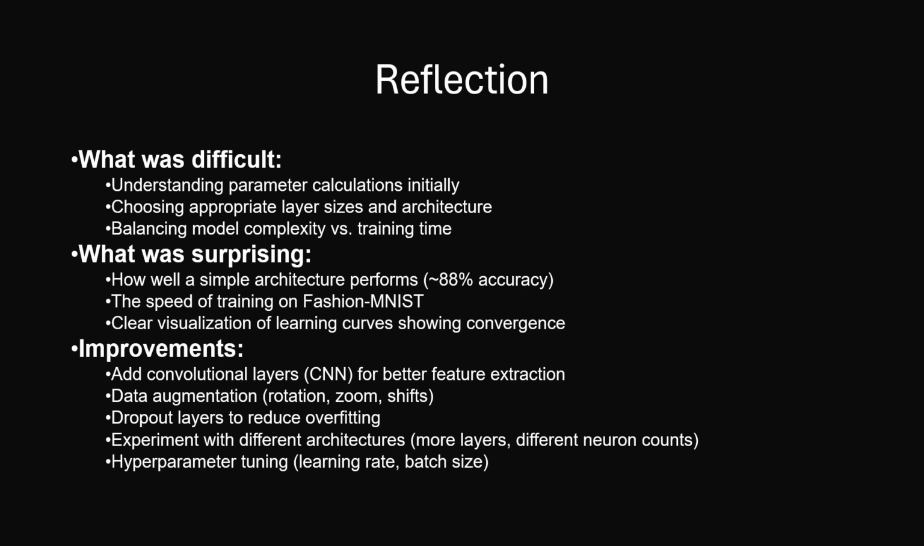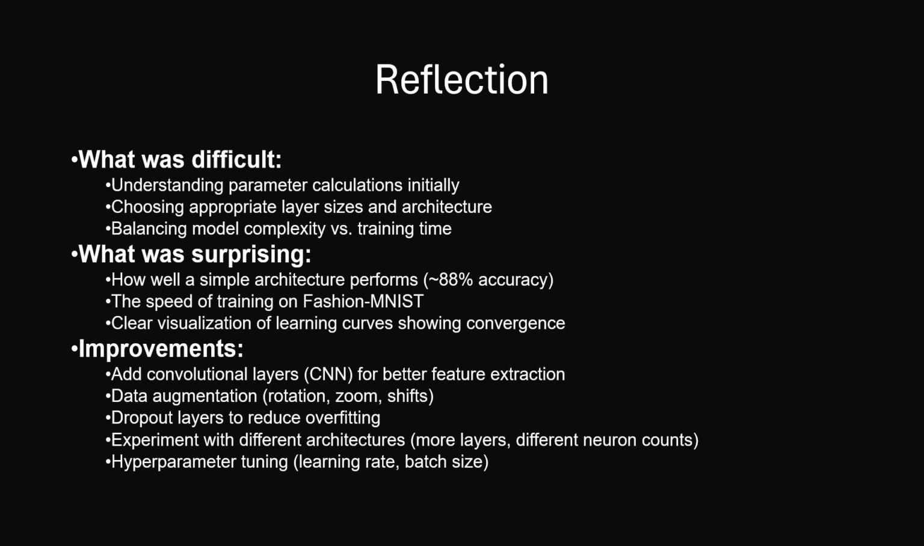And then as far as what was surprising, I was surprised at how well a simple architecture performs. It was roughly 88% accuracy, which is just interesting. The speed of training on Fashion MNIST was pretty quick. And then the clear visualization of learning curves showing convergence.